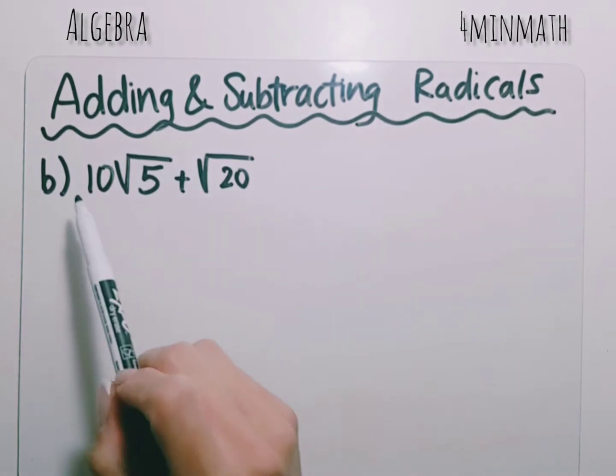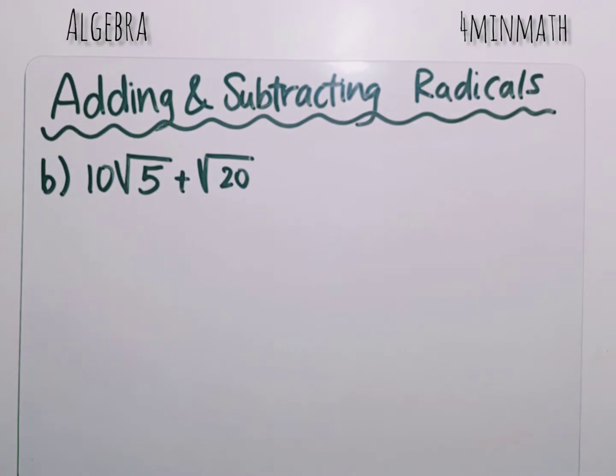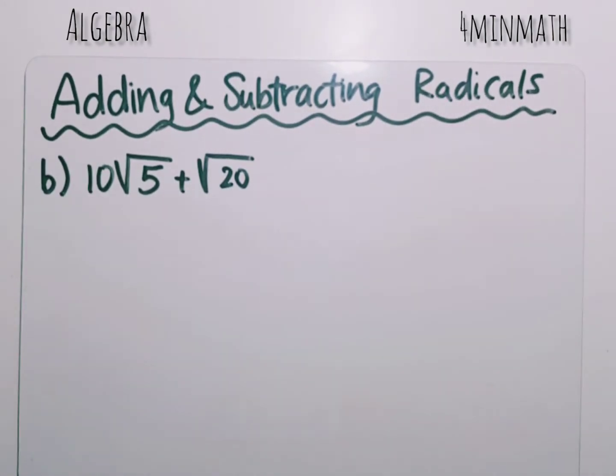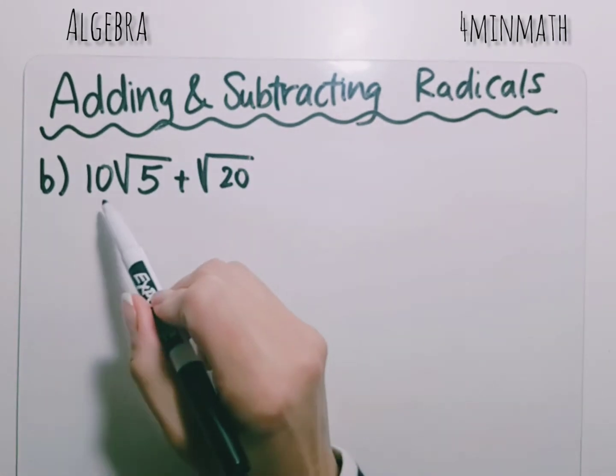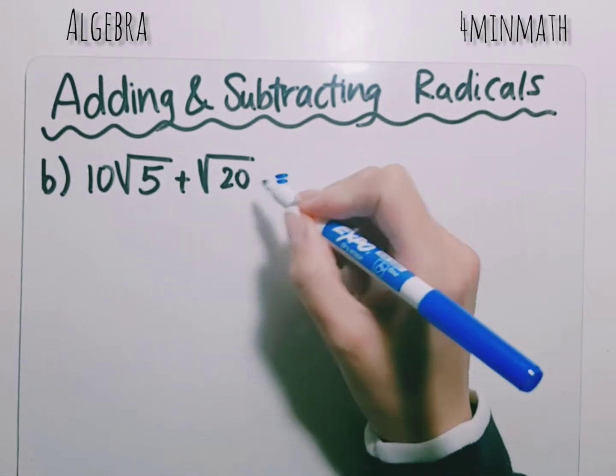Next example is 10 times square root of 5 plus square root of 20. For this example, I do not want you to assume that radicals with different radicands, so different radicands, 5 and 20 in this case, cannot be added or subtracted. Don't assume that. Always check to see whether you can simplify the radicals first, and then it may lead you to both of them becoming a like radical. So I'm going to leave that alone, and then I'm going to break the square root of 20.